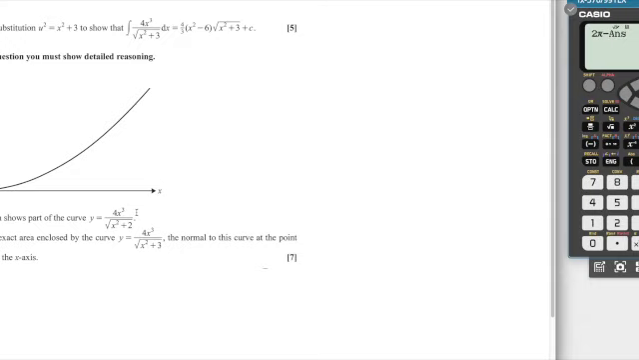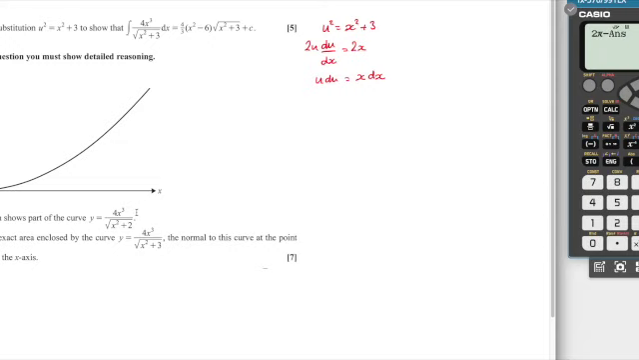So u squared is x squared plus 3. First thing you need to do is to differentiate that. So I'm going to get 2u du by dx is 2x. So u du is x dx. Probably useful.